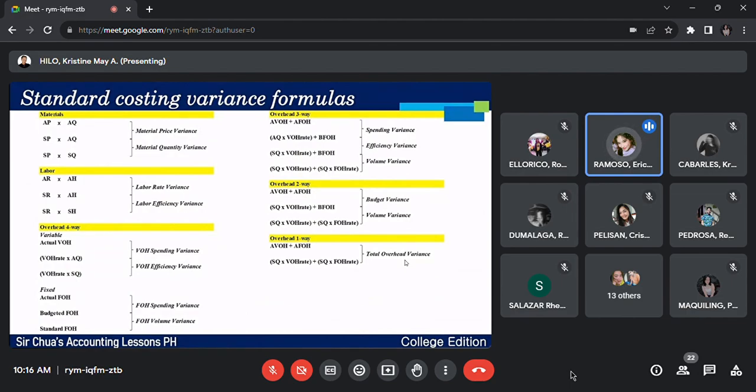This is the standard costing variance formula. First we will discuss materials. Material is actual price times actual quantity. We compare it to standard price times actual quantity. So the actual quantity is the same in both; what differs is the price. This is called the material price variance, as at purchase.